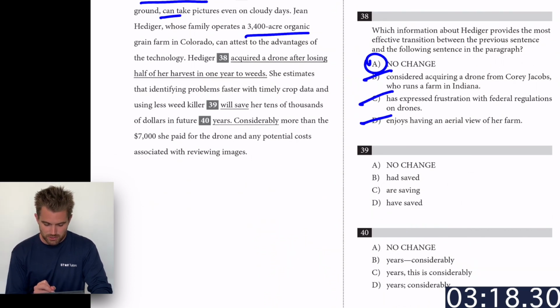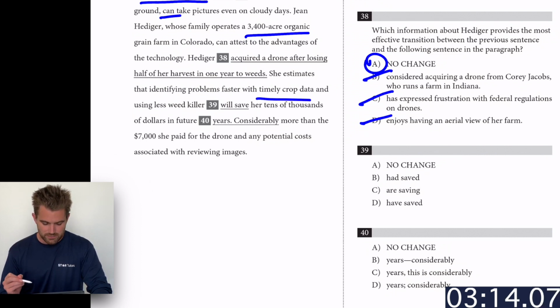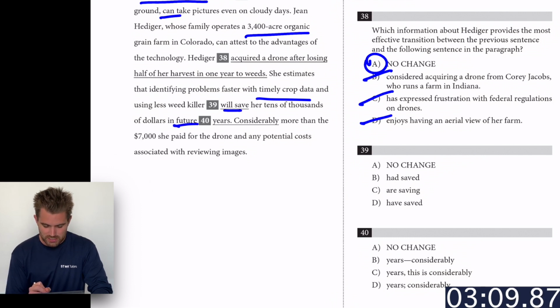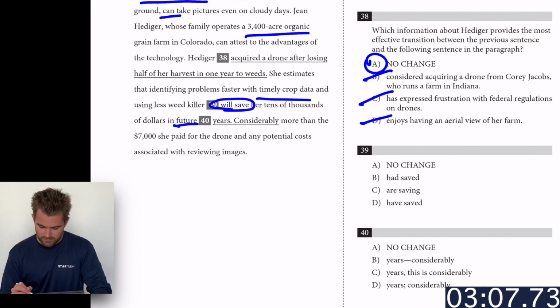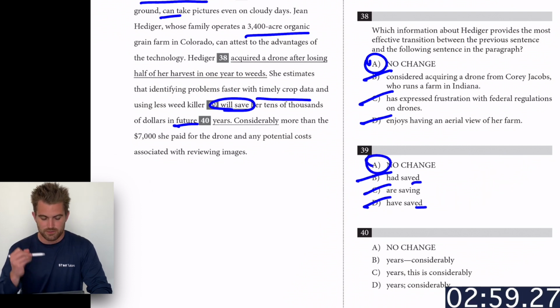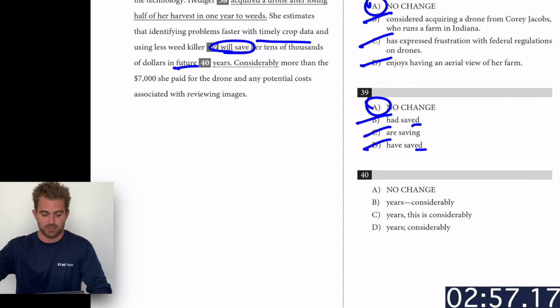She estimates that identifying problems faster with timely crop data and using less weed killer will save her tens of thousands of dollars in future years. Yeah, guys, future, right? Will save, this is an easy one, I think. Will save, had saved, no. It's future years. Are saving, no. Have saved, right? These are all past tense. No, it's will save. In future years, will save is literally the future tense, and it says future years. If you just read the sentence and consider it in the context, it should be pretty straightforward.